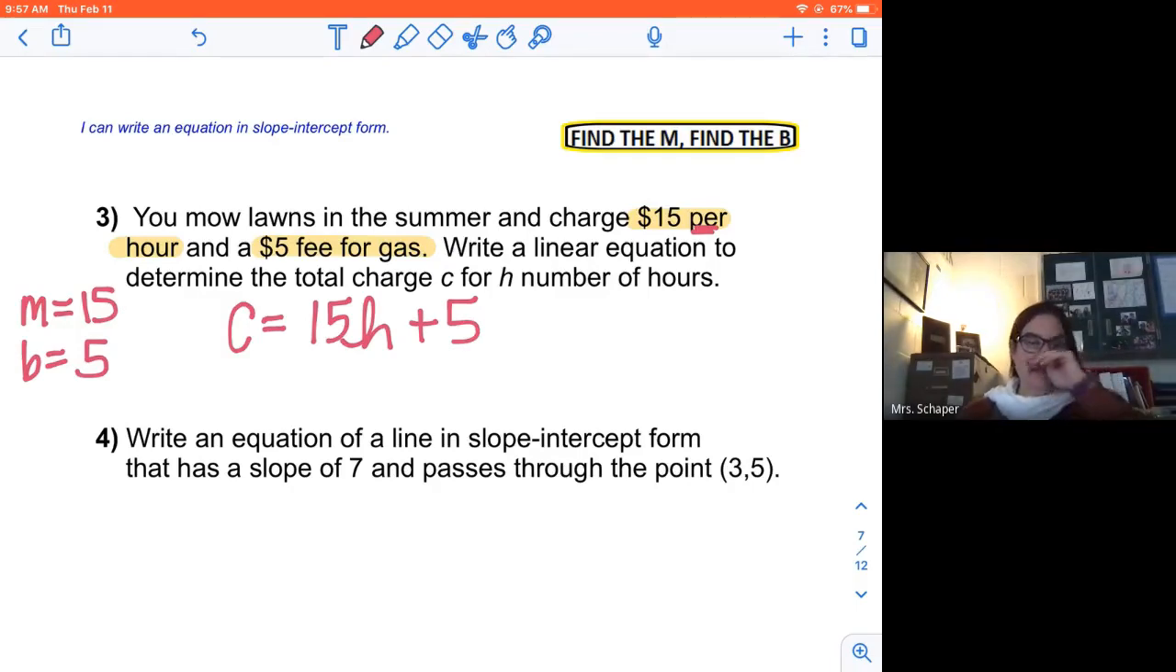My cost is $15 per hour plus $5 for gas.